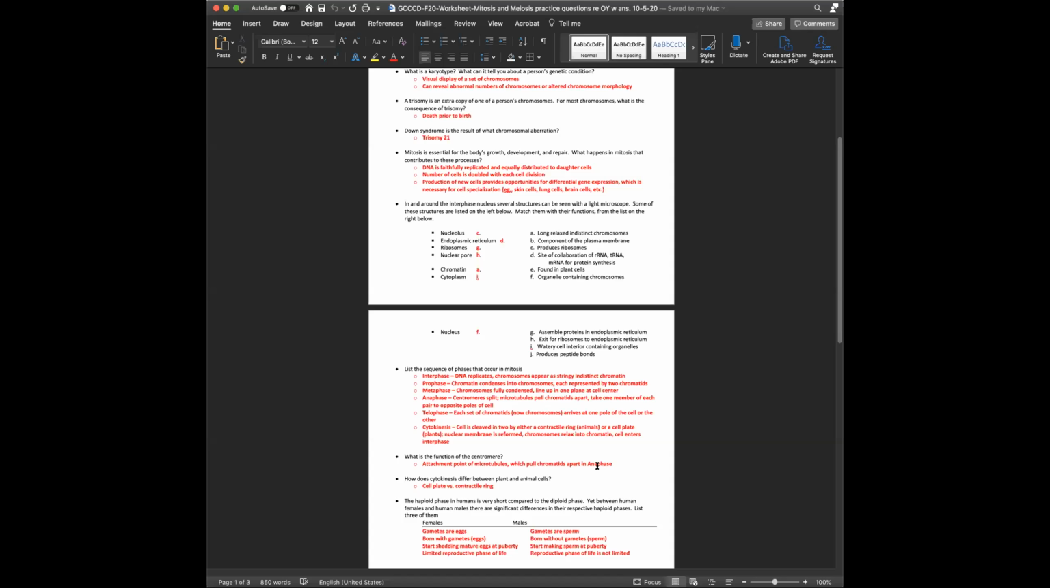How does cytokinesis, which is essential to actually make 2 cells at the end of a mitotic or meiotic division, how does that happen? In the case of plants, there's a cell plate. In animals, there's no cell plate because there's no cell wall. And instead, there's a contractile ring.